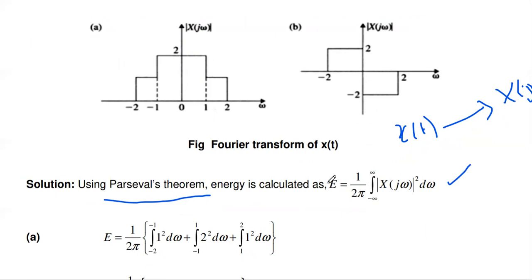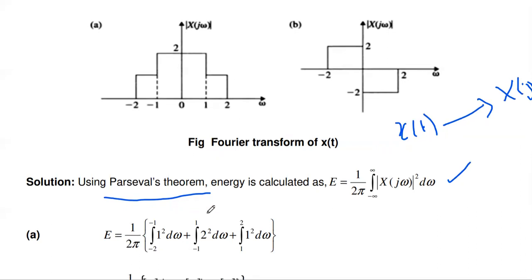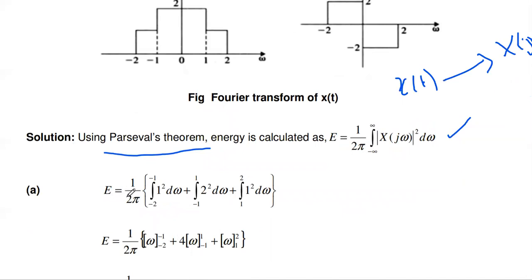It gives energy in terms of the Fourier transform. Parseval's theorem gives the relation between the energy of the time domain signal and the Fourier transform domain. Here the X of j omega graph is given, so using that graph we are going to find the energy value. The energy E equals 1 divided by 2 pi integration of |X of j omega| whole squared d omega.